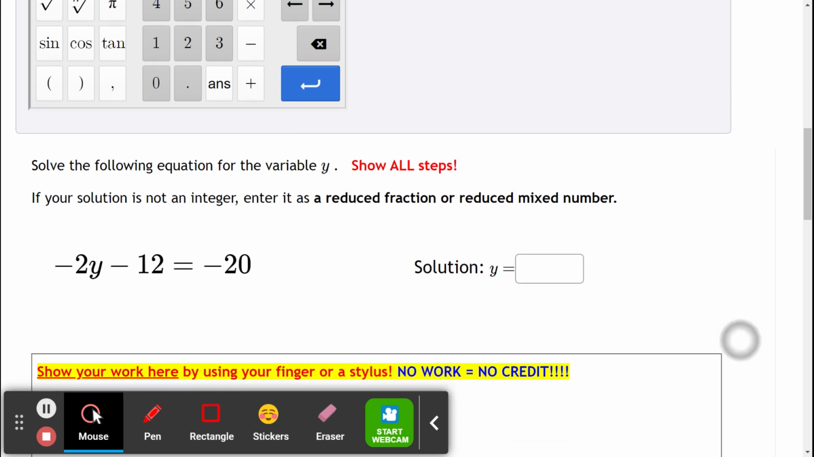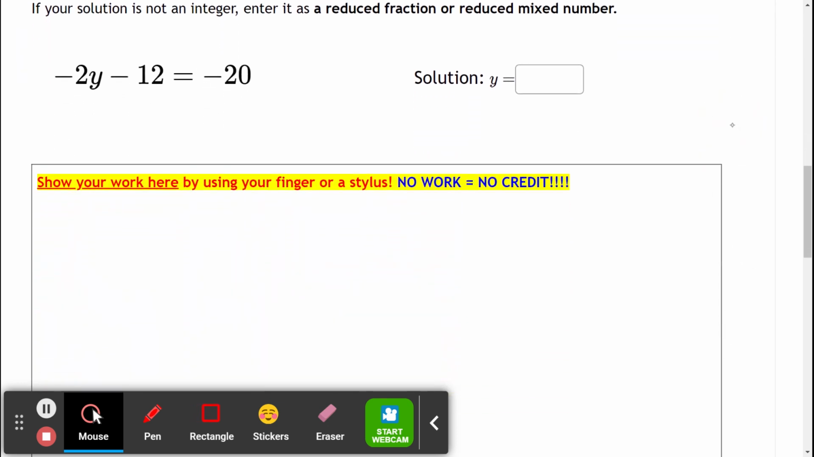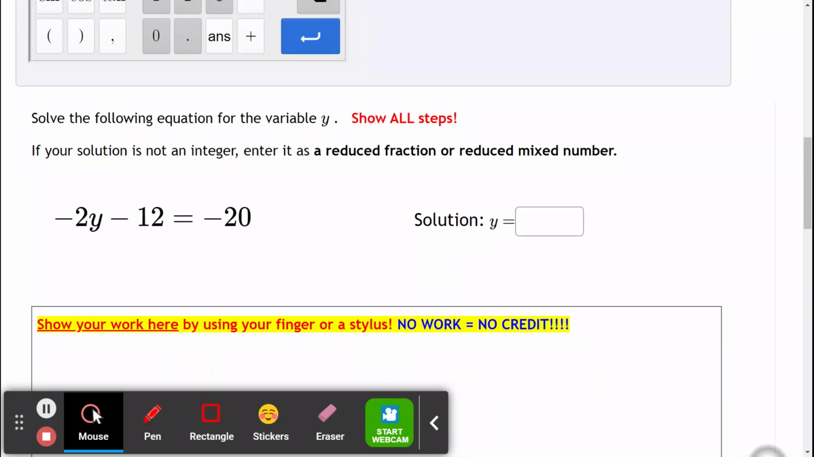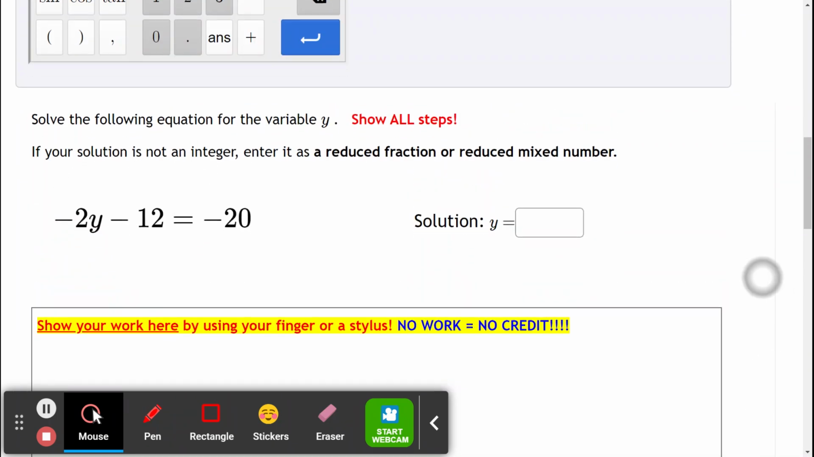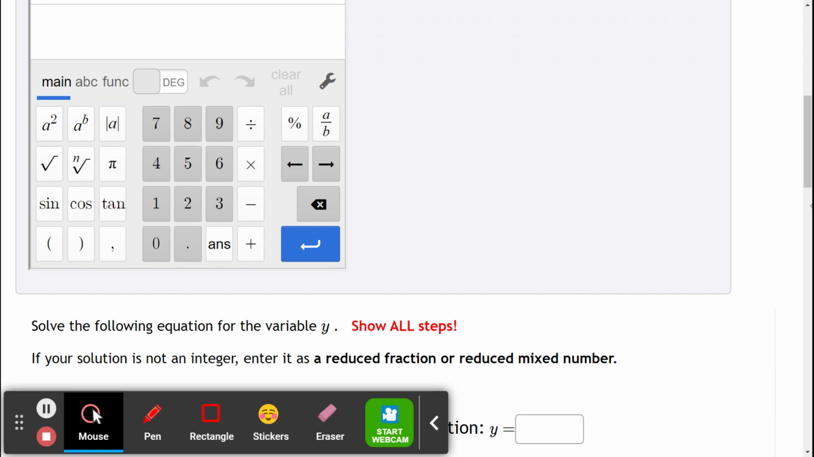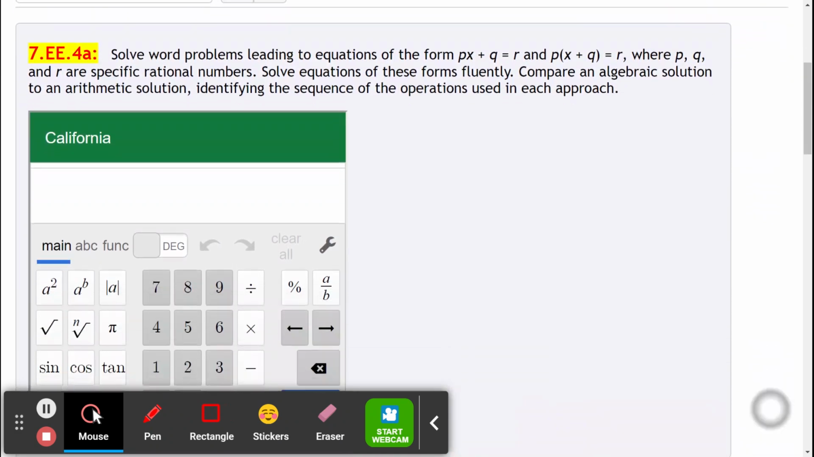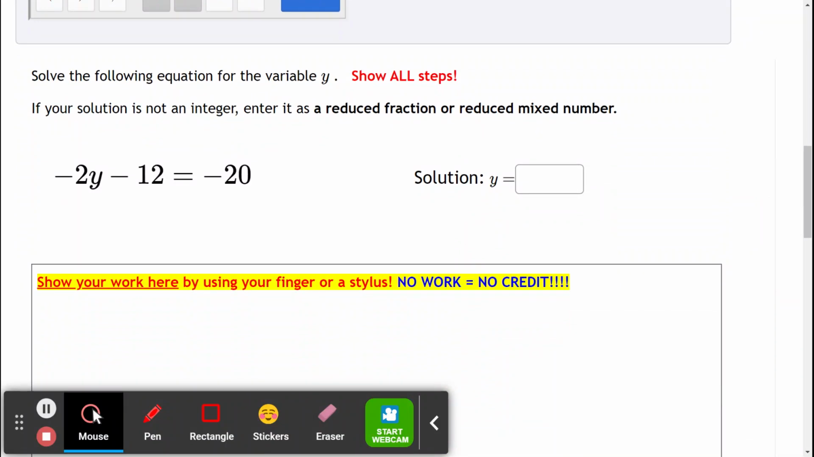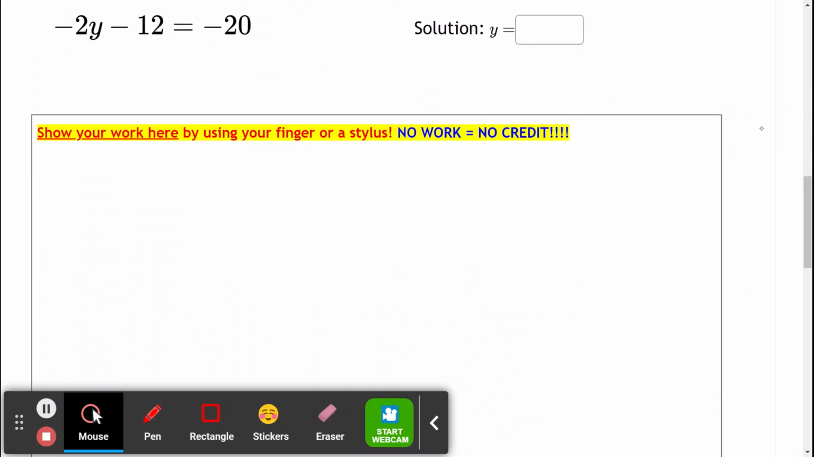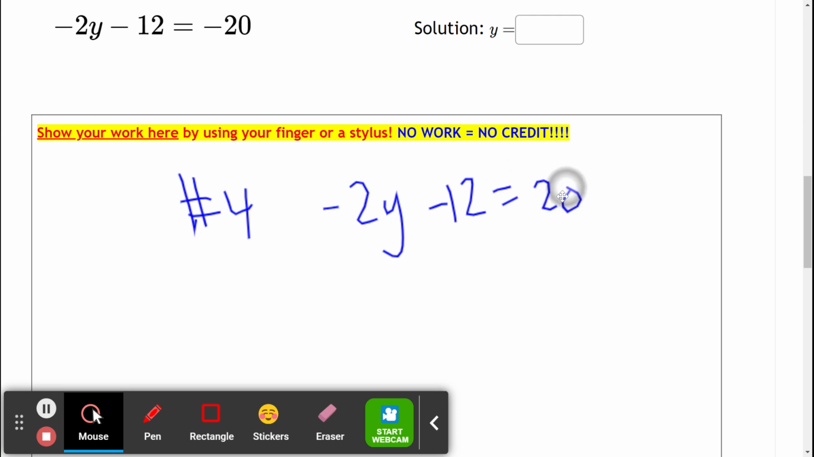Next, another one of these. This one you've got to be careful, this one's tricky. Sorry, this is number 4. Negative 2y minus 12 equals negative 20.